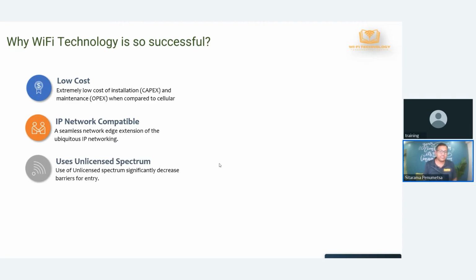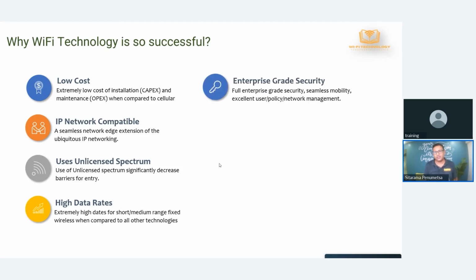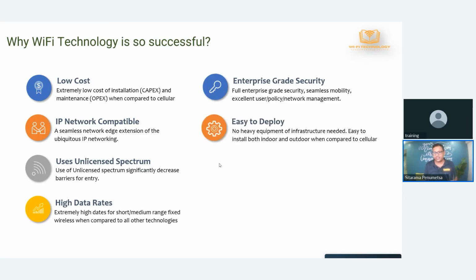It uses unlicensed frequencies, which means anyone can use the frequencies. You don't have to pay a lot of money to the governing bodies to buy spectrum. It provides very high data rates because of the technology. We'll explain how it provides very high data rates in the coming sessions. And it provides enterprise-grade security. It's highly secure, with many security protocols implemented. Again, we'll talk about that in detail. It's easy to deploy; I talked about how it's easy to deploy when compared to cellular networks.